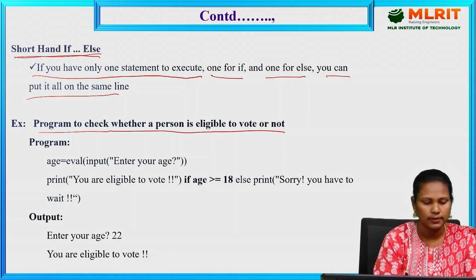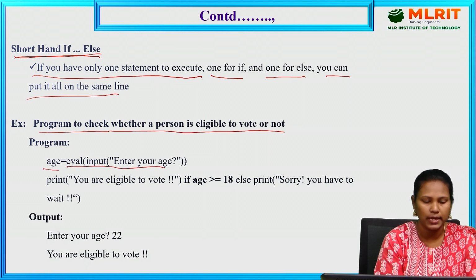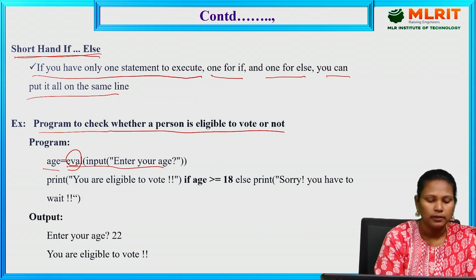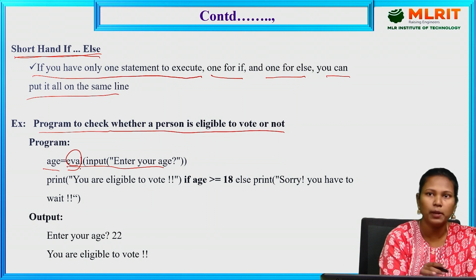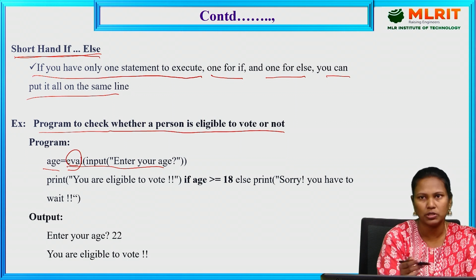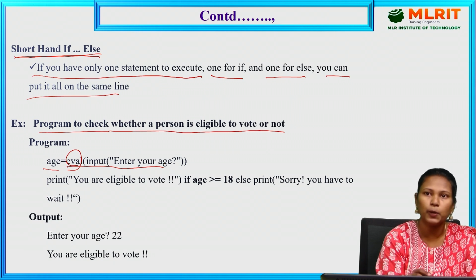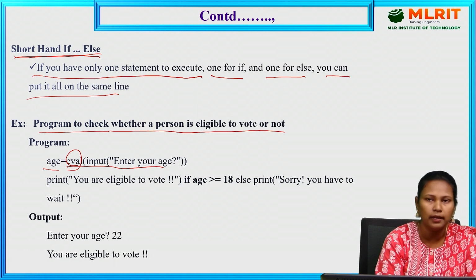So here we are writing a program to check whether a person is eligible to vote or not. So age is equal to eval input, enter your age. All of you know about eval, as we completed it in the previous sessions. Depending on the value, it will understand what type of data it is, so there is no need of specifying int, float or string. If we enter A, it takes it as a string. If we enter 12.5, it takes it as a float. 12 means it takes it as an integer.